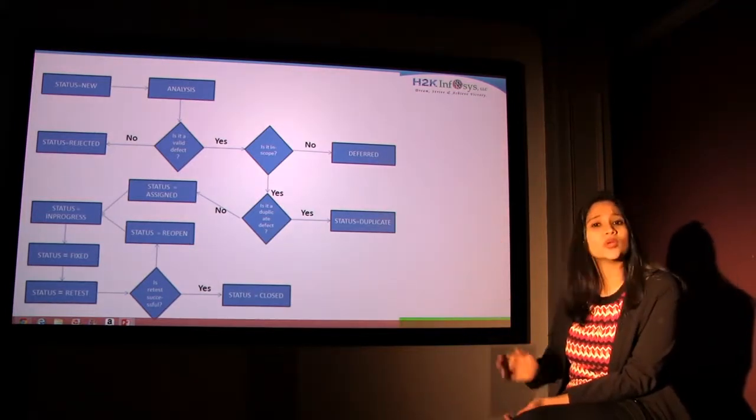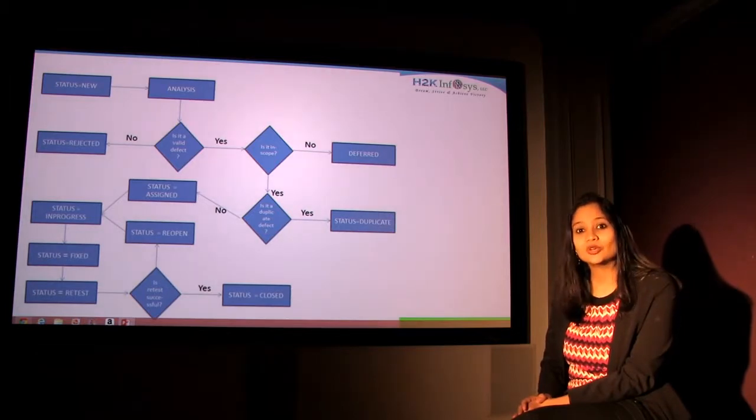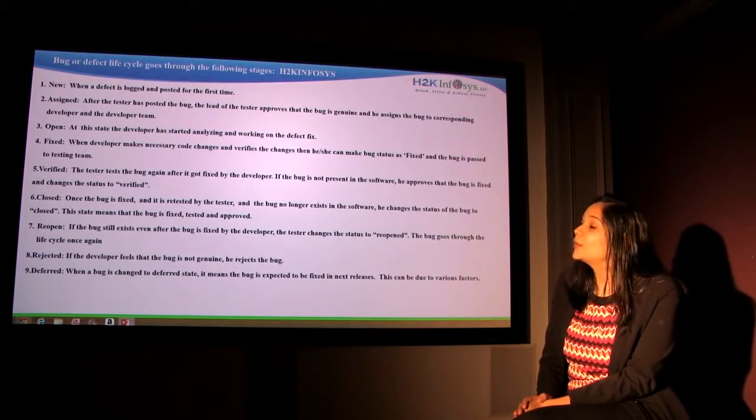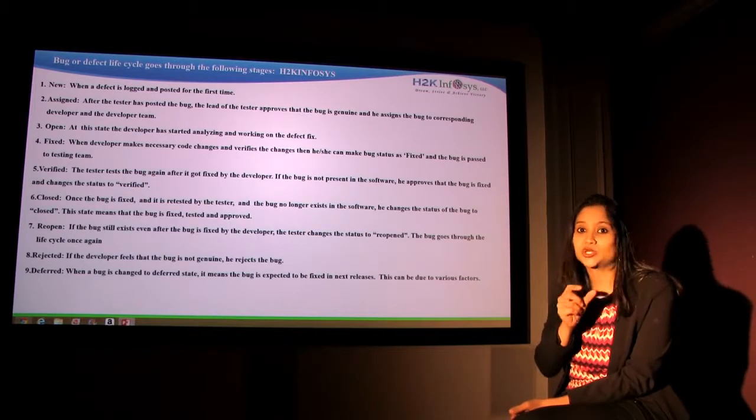So this is basically a pictorial representation of what happens when you find a defect. Well, let's see what each status actually means.